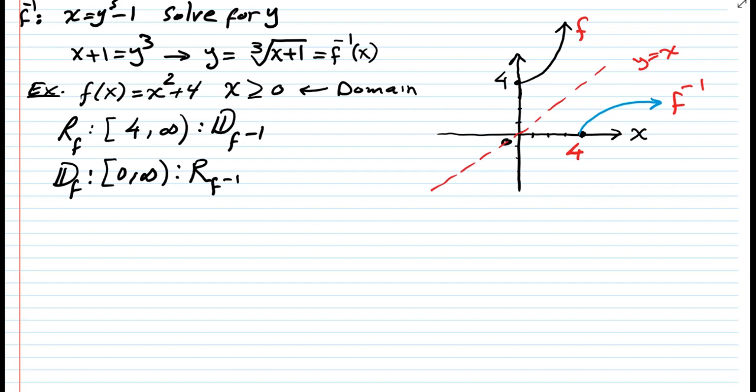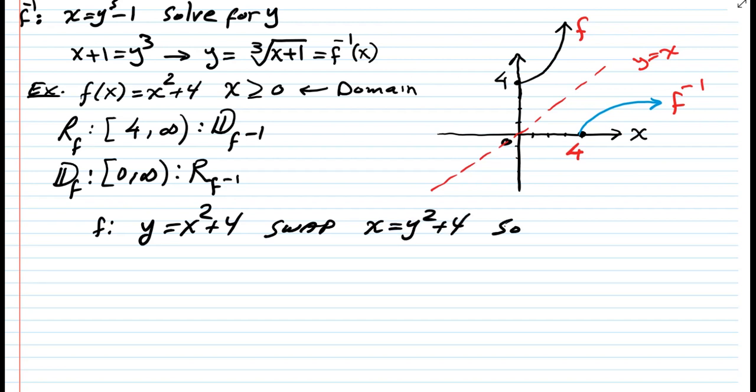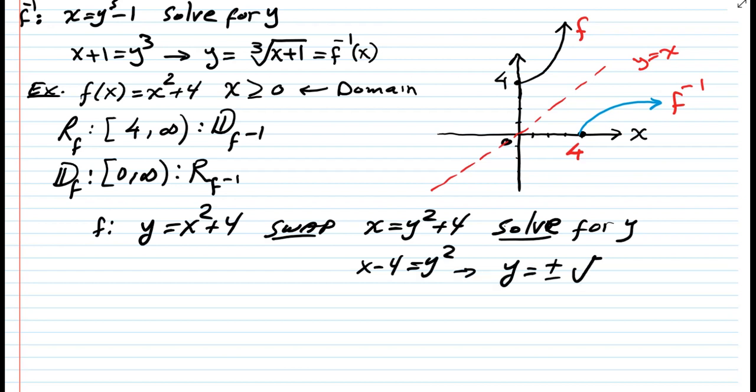If I want to find the equation of the inverse, again, the function f is y equals x squared plus 4. So we're going to swap x and y. This becomes x equals y squared plus 4. And then solve. Two steps, right? Swap and solve. We're going to solve for y. So to solve for y now, subtract 4 and take the square root. So we get y is equal to plus or minus the square root of x minus 4.